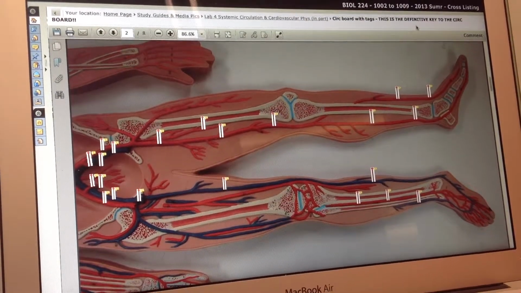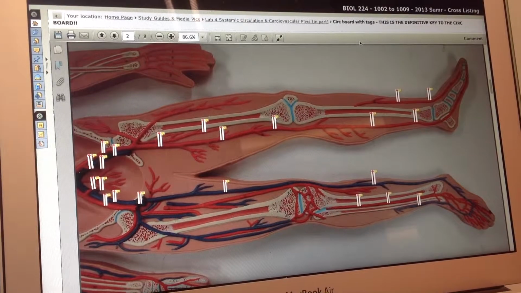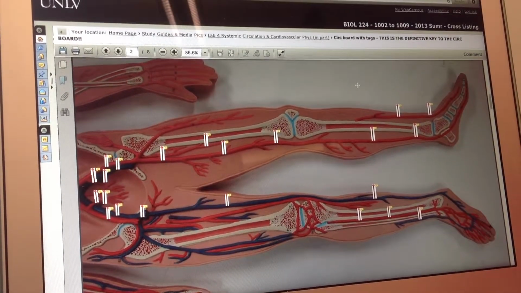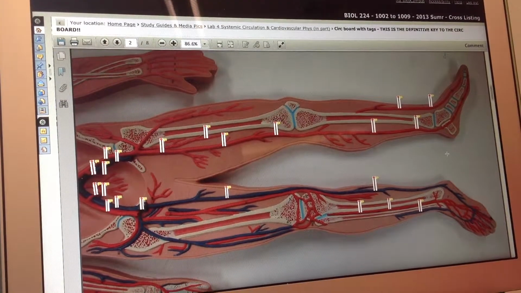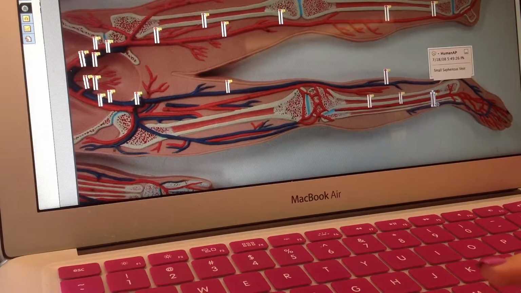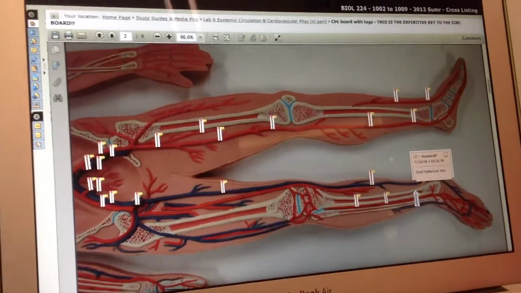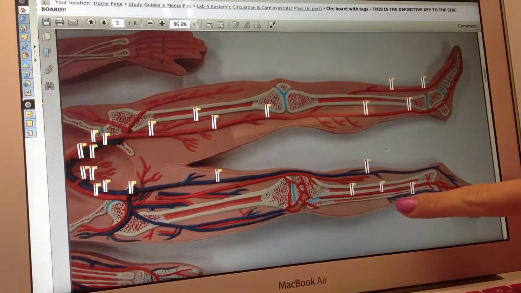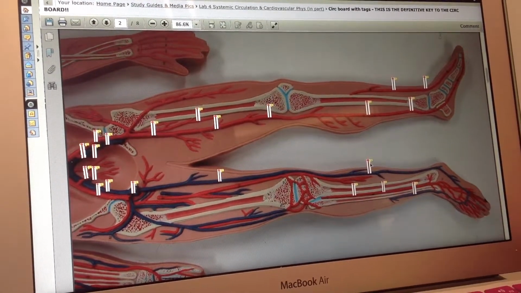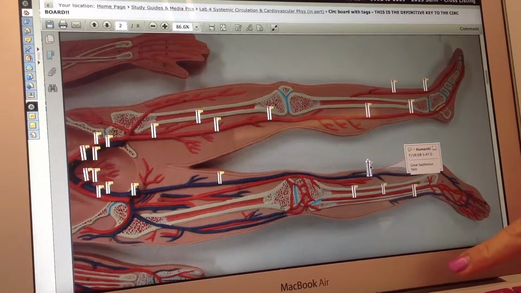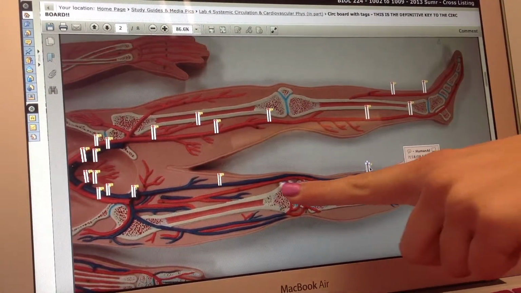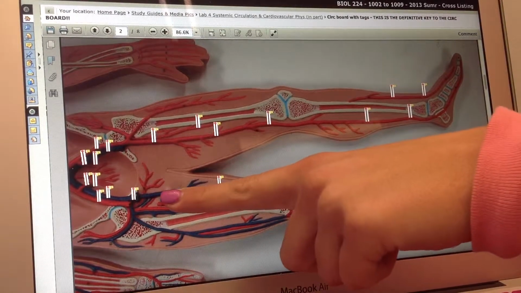Okay, this is the lower extremities of the body's arteries and veins we're going to identify right now. We're going to start right at the bottom and work our way up. Down here, we have the small saphenous vein. So that little blue vein right here is the small saphenous vein. Right here is the great saphenous vein. The great saphenous vein will run all the way up the leg.